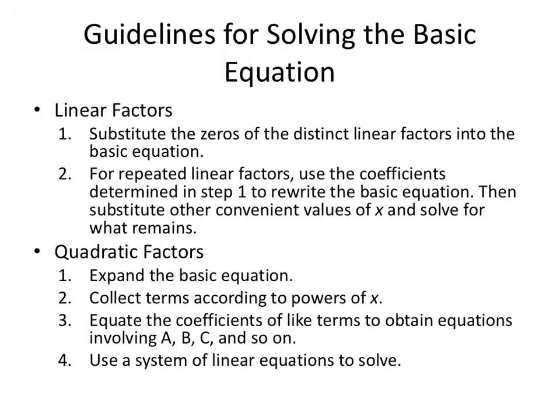Alright, so that's how we set it up. How do we solve? For any linear factors, like we had in most of the examples, we could substitute the zeros of the distinct linear factors into the basic equation. For repeated linear factors, we're going to use the coefficients determined in step 1 to rewrite the basic equation. Then we could substitute other convenient values of x and solve for what remains. Instructions very rarely make complete sense when you just read them. We need examples in order to see what happens, and that's what we're going to do next.